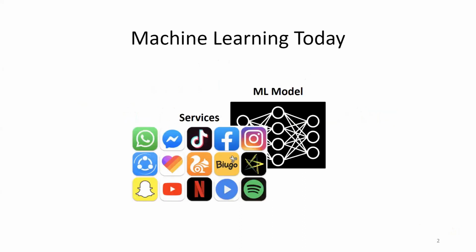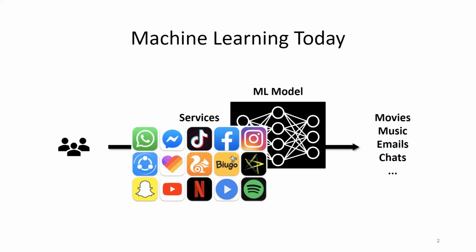In many internet services and applications we're using today, there is a machine learning model behind the scene that is interacting with the users by making predictions given their inputs. For example, these models can recommend movies and music given your historical actions. They can assist you in writing an email or even help you type a message in your chats.